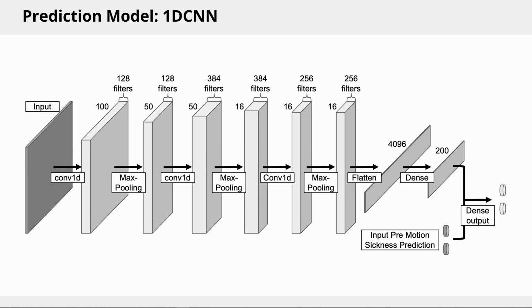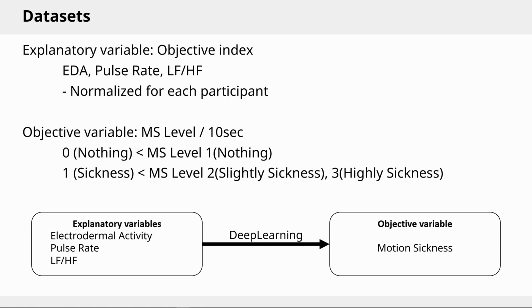For the model to predict motion sickness, a deep learning model based on a one-dimensional convolutional neural network was used. The model had 3 convolution, pooling, and dropout layers, and 2 fully connected layers. In the last fully connected layer, we input the predicted value for motion sickness in the previous interval. The data were divided every 10 seconds to predict the motion sickness level. As explanatory variables, the objective indicators, which were EDA, pulse rate, and LF/HF, were used. As the objective variable, motion sickness was used.